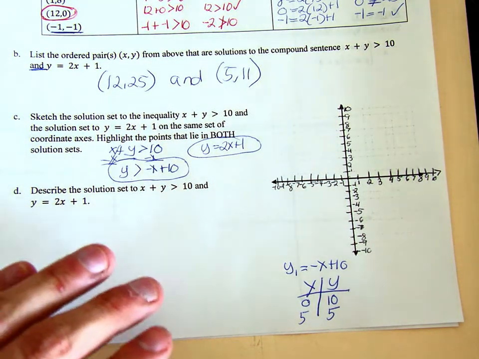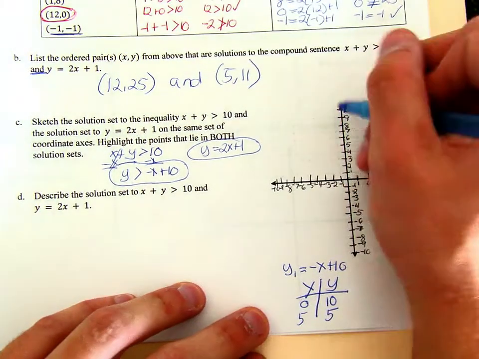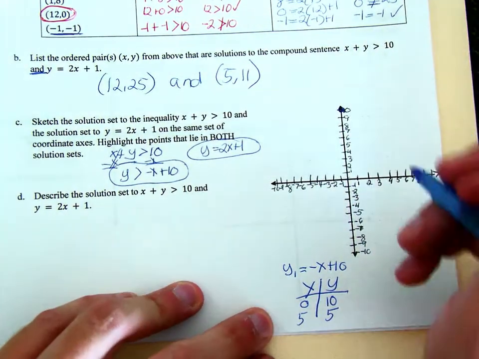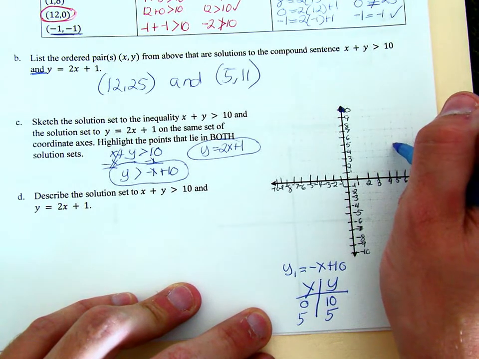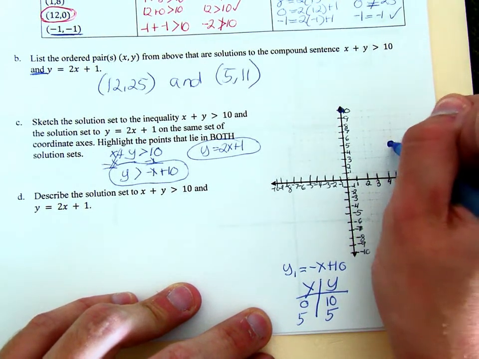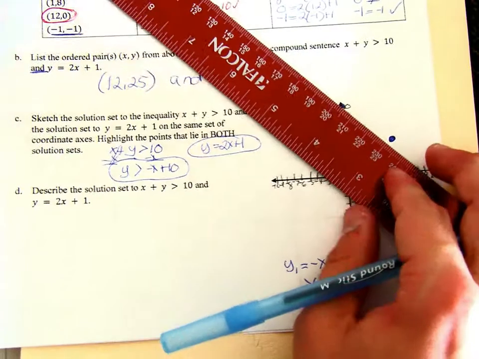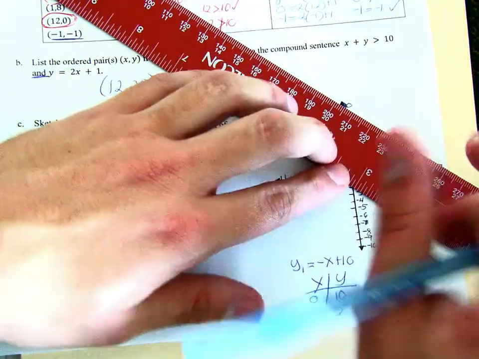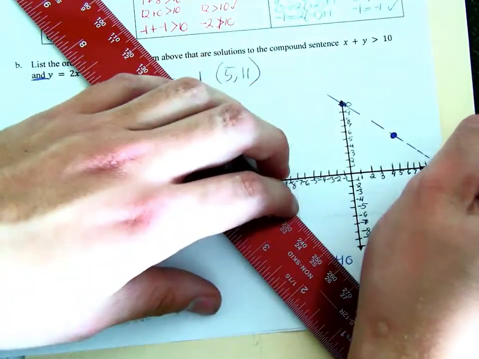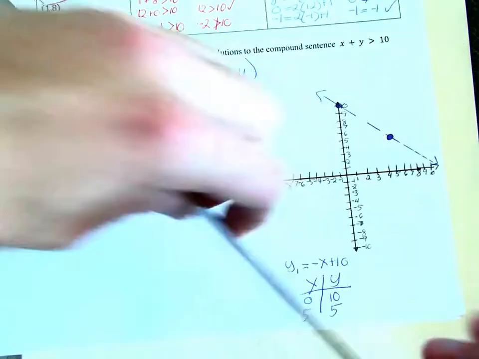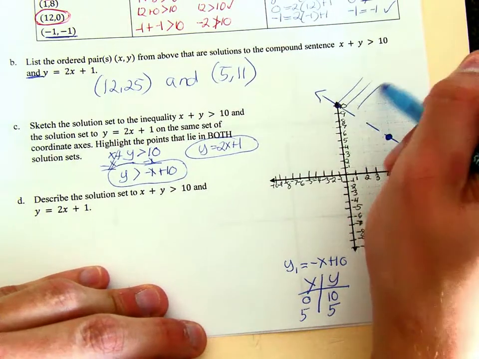Now that I have my axes, I'm just going to plot my points. We have 0, 10, so I'm going to go 0 up to 10. And I'm going to have 5, 5. Then I'm going to take my ruler and connect them with a dotted line. Since it's y is greater than negative x plus 10, I'm going to shade above.